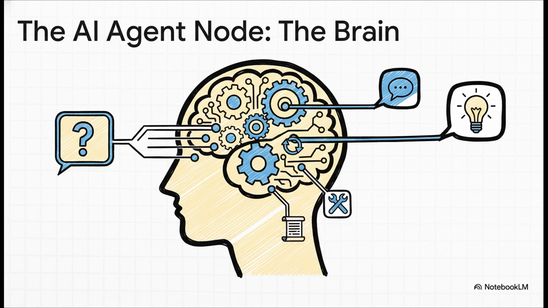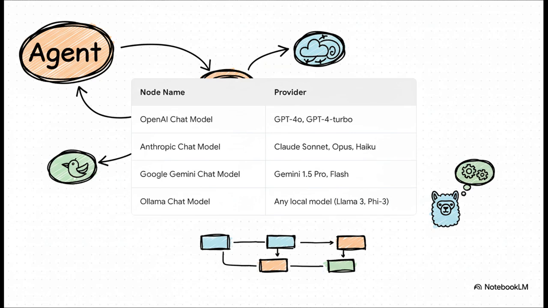You just configure what model you want, give it some memory, hand it a few tools, and then shape its personality with a system prompt. And the best part is, you are not locked into any single model provider. The agent node can plug into a whole range of different chat model nodes. You want to use GPT-4o? Go for it. Prefer Claude? No problem. Want to use Gemini or even a local model like Llama 3 running through Ollama? It's all there, ready to go.